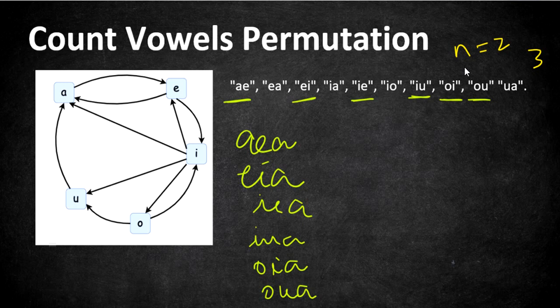Which is nothing but, to construct a string that ends with A, we need the count of the number of strings ending with I, the number of strings ending with U, and the number of strings ending with E.